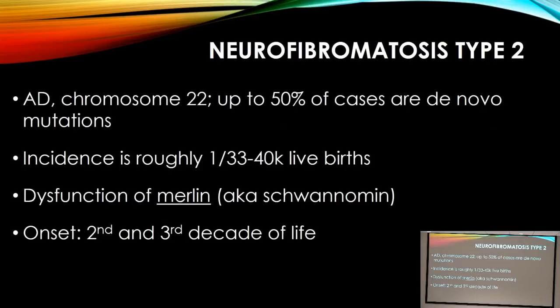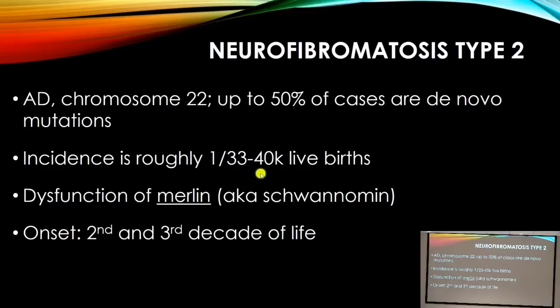All right, NF type 2 is more serious than NF type 1. This is also autosomal dominant, here on chromosome 22, and like NF type 1, only 50% of cases have a family history. The rest are de novo spontaneous mutations. You can see it's less common than NF type 1.